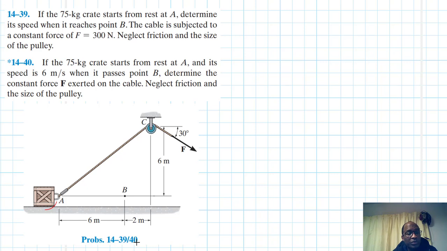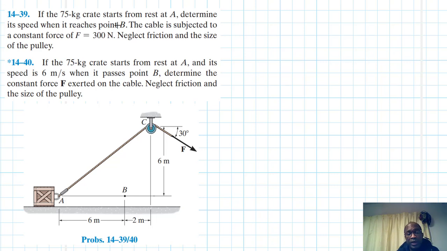We have two problems coming from Engineering Mechanics and Dynamics, 14th edition, by R.C. Hibbeler. In the first case, we have been asked to determine the speed of the box when it reaches point B. In the second case, we have been asked to determine the constant force. All right, so we are going to be using the principle of work and energy.